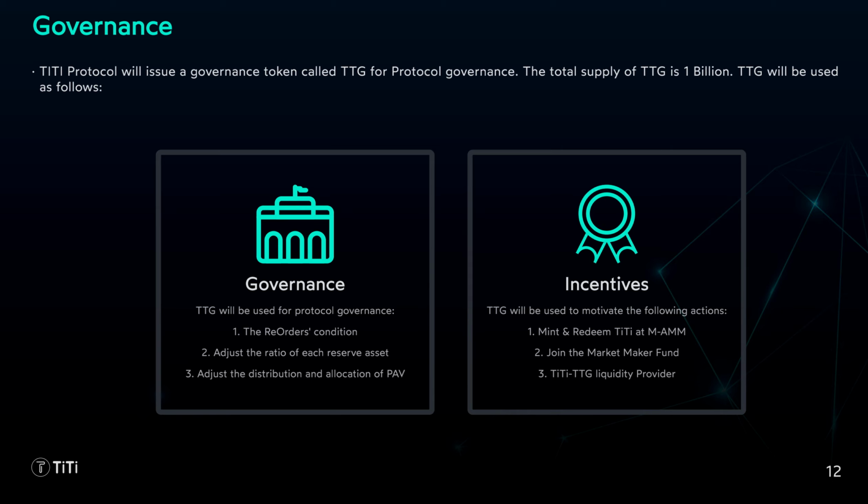Alright, after all the tech and the product illustration, let's view TiTi's governance. In terms of governance, TiTi will issue a total of a billion governance tokens, TTG, which will be used for two purposes: on-chain governance and incentives. The first is community governance to adjust the key parameters in this system, including the reorder condition, adjust the ratio of each reserve asset, and adjust the distribution and allocation of PAV.